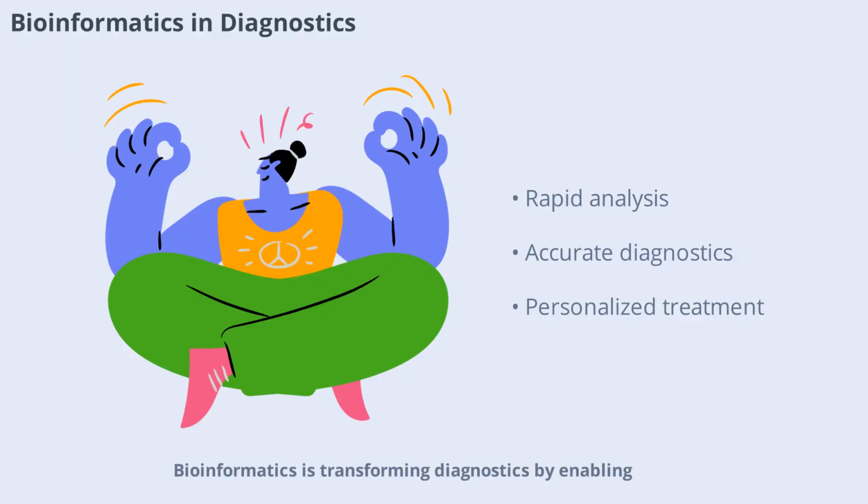Bioinformatics is transforming diagnostics by enabling rapid and accurate analysis of genetic data. Techniques like next-generation sequencing allow doctors to identify pathogens, genetic disorders, and cancer mutations quickly. Bioinformatics tools interpret these results, guiding treatment decisions and improving patient outcomes. The integration of bioinformatics into clinical practice is making personalized and precision diagnostics a reality.